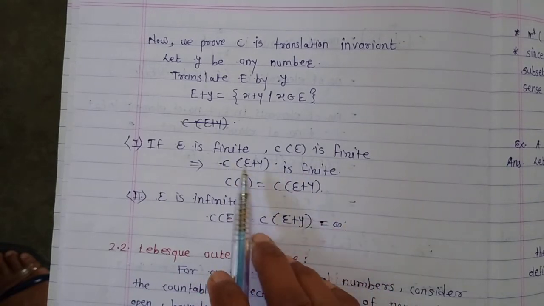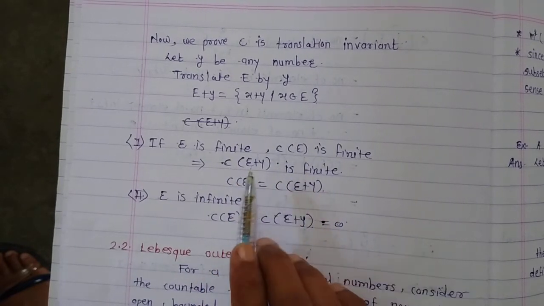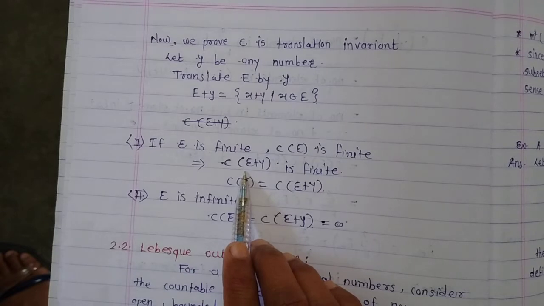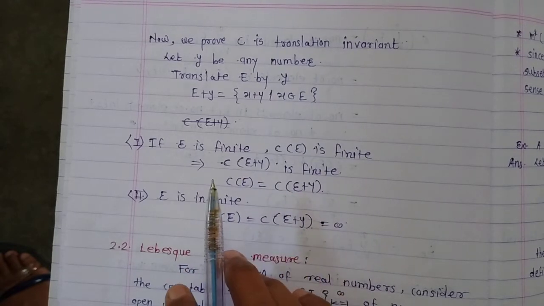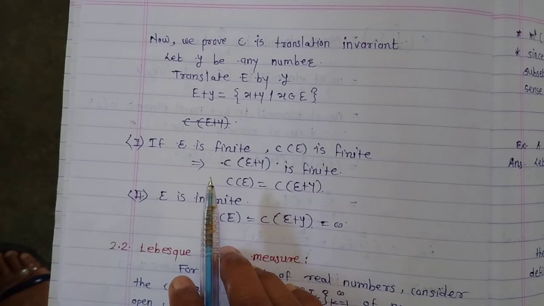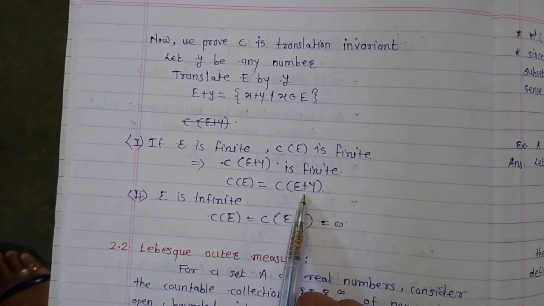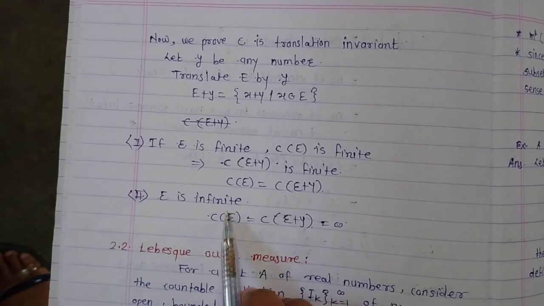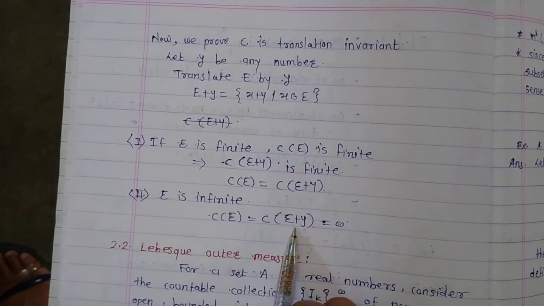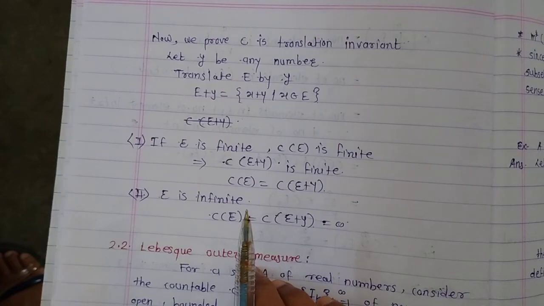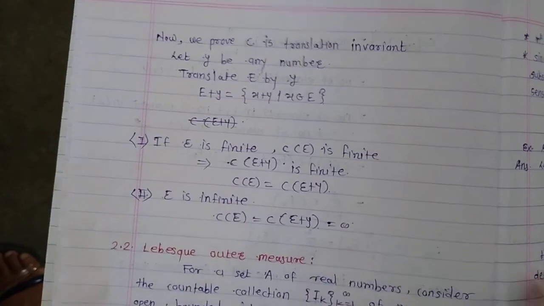Okay, and C of E plus y is also finite, because we know that after translation the number of elements in that particular set and the set which we obtain after translation are the same. Therefore C of E is equal to C of E plus y. Also if E is infinite, then C of E is equal to C of E plus y, which is also infinite, and hence this theorem is the answer to that question.